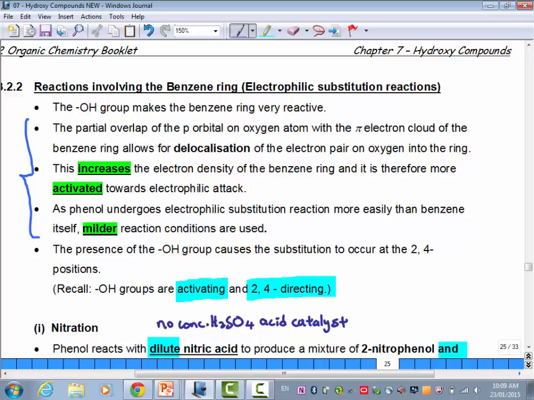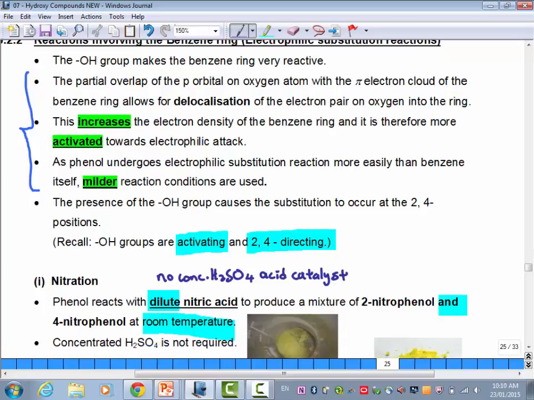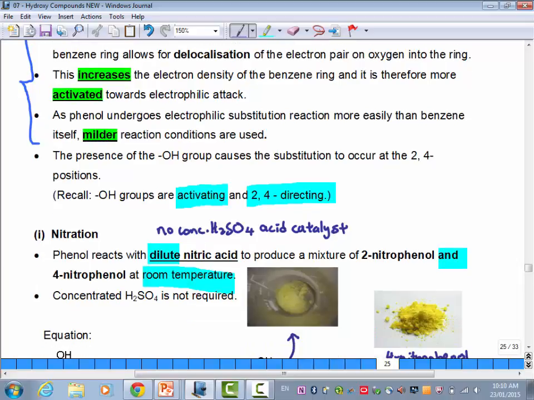And when it is more susceptible towards electrophilic substitution, do you still need to use a harsher or do you need to use a milder reaction condition? Milder, right? Sensible, right? Milder. So in this case, we will see how mild we can go when we have phenol. Here I will copy down the words in green. Remember, OH group is ring activating, it is 2,4 directing.